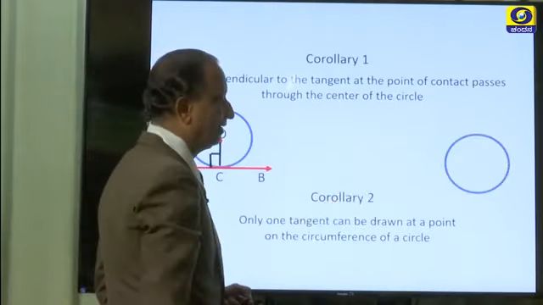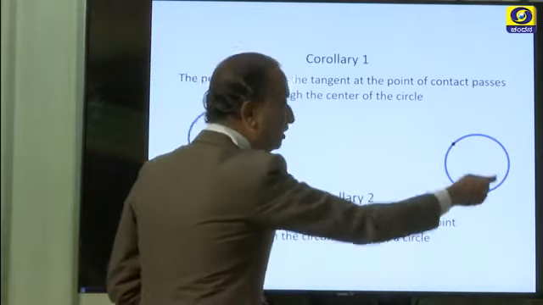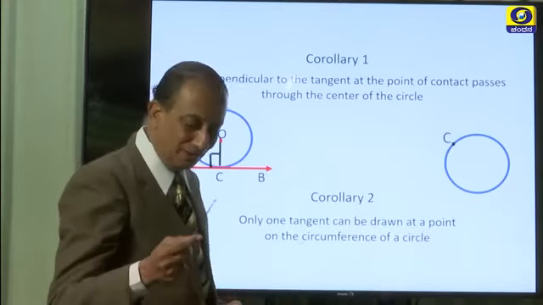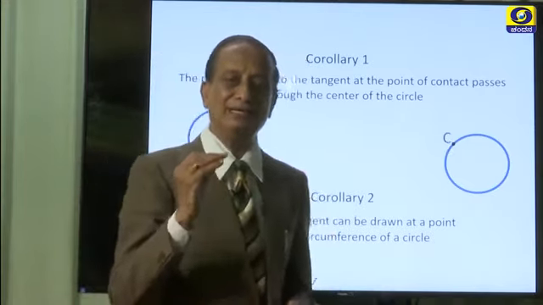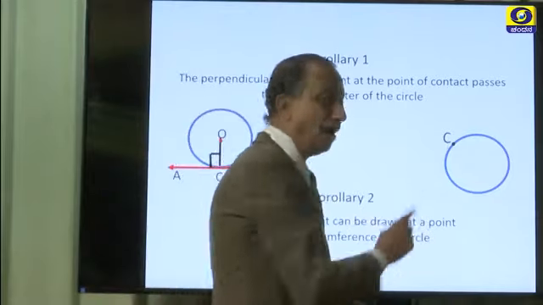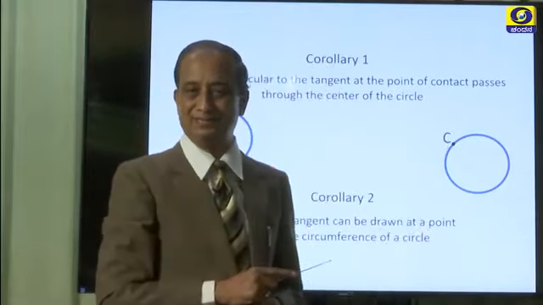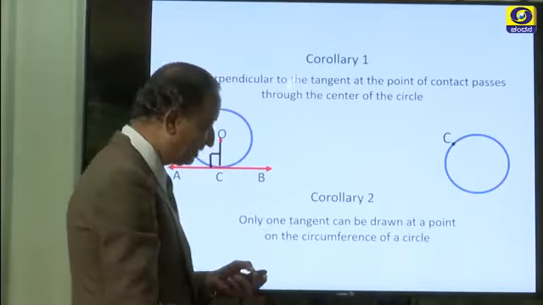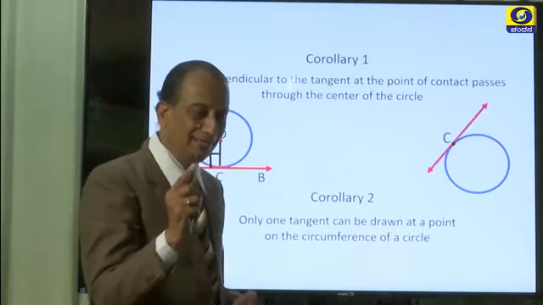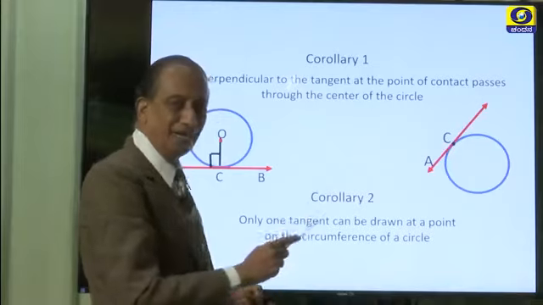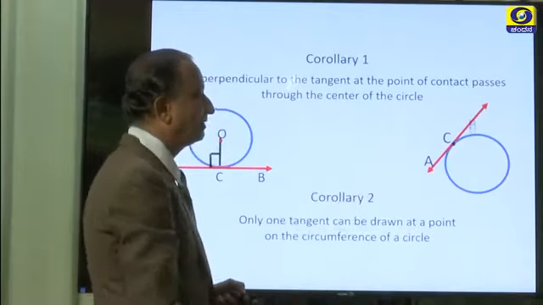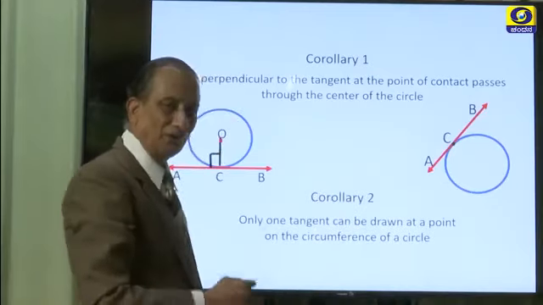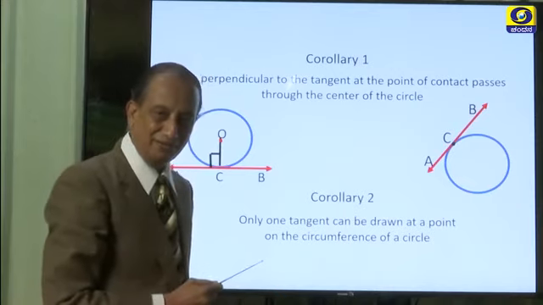So in this figure we can see a circle, and you choose any point anywhere on the circumference of the circle, say call it C. Now the theorem states how many tangents can be drawn at a point on the circumference of the circle. This is the subject of corollary number 2, and you can easily say that there is only one tangent at C passing through C on this circle. Therefore we say that only one tangent can be drawn at a point on the circumference of the circle.